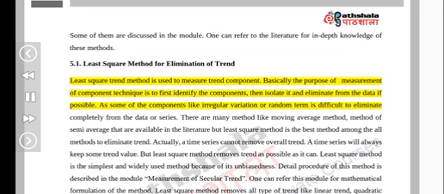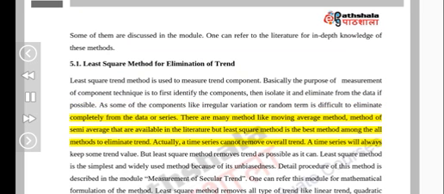Basically, the purpose of the measurement of component technique is to first identify the components, then isolate them and eliminate them from the data if possible. Some of the components like irregular variation or random term are difficult to eliminate completely from the data or series. There are many methods like moving average method and method of semi-averages available in the literature, but least square method is the best method among all methods to eliminate trend.